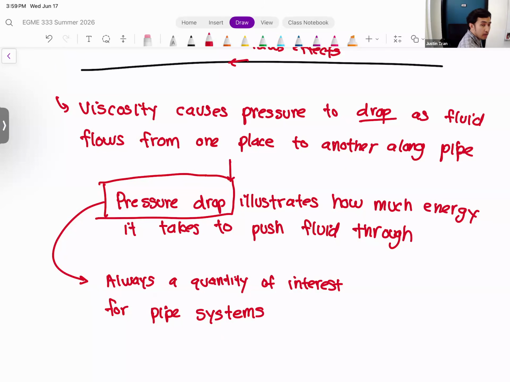All right. Any questions on this? Okay. All right. So the last thing I want to cover before the break is the more simple case. Now that we've set the table for pipe flow, let's look at the simplest case that we can think of, which is fully laminar flow in a pipe.